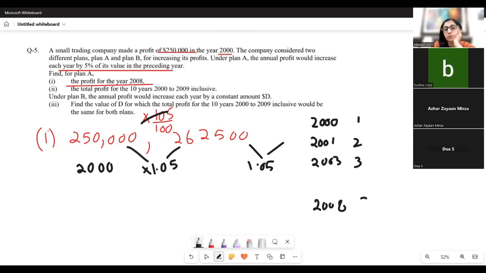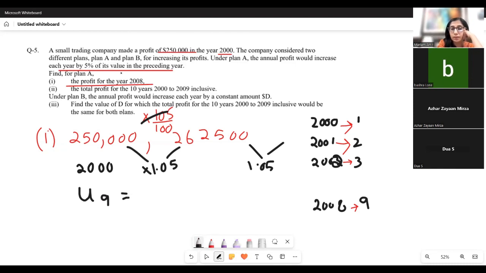It's the ninth term. Look, 2000 is the first term. 2001 is the second term. Sorry, that was 2002. 2002 is the third term. So you also have to count 2000 as the first term. So 2008 is actually the ninth term. So you need U9.